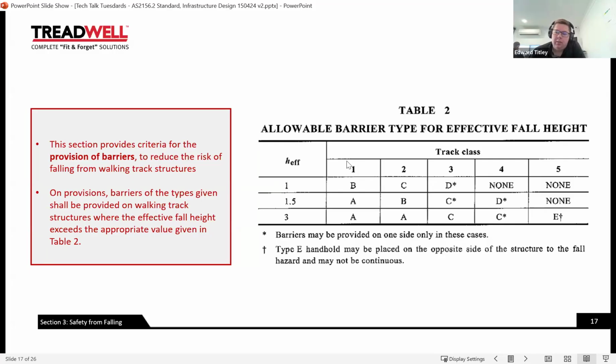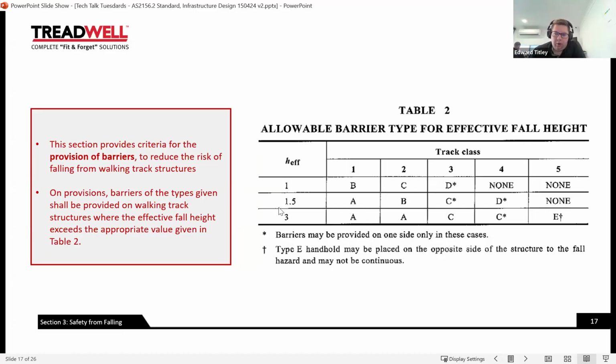So track class 1, 2, 3, 4, and 5. So you'll note here that for effective fall height of 1, no barriers required for track class 4 and 5. For effective height of 1.5, none is required for class 5. However, for here we're class 3 and 4, type C and D barriers respectively are required. However, they can be placed on one side only.